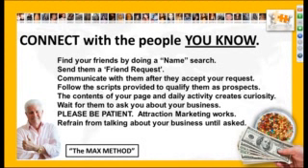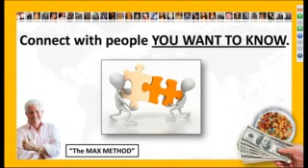Now, find your friends by doing a name search, send them a friend request, and communicate with them after they accept your request. Follow the scripts we provide you with to qualify them as prospects. The contents of your page and daily activity is going to create curiosity. Wait for them to ask you about your business, and please be patient, because attraction marketing works. Refrain from talking about your business until they ask you. Connecting with the people you know is easy.